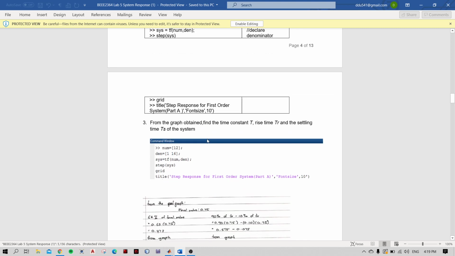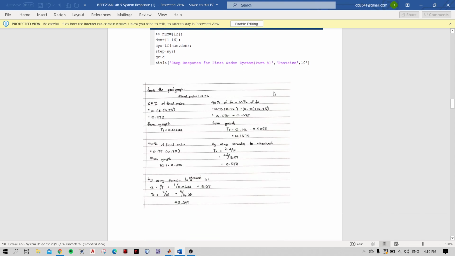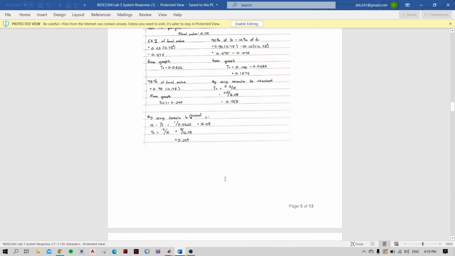So we go to number 3. From the graph obtained, find the time constant, rise time and settling time of the system. This is my coding for that in MATLAB, and this is my calculation.